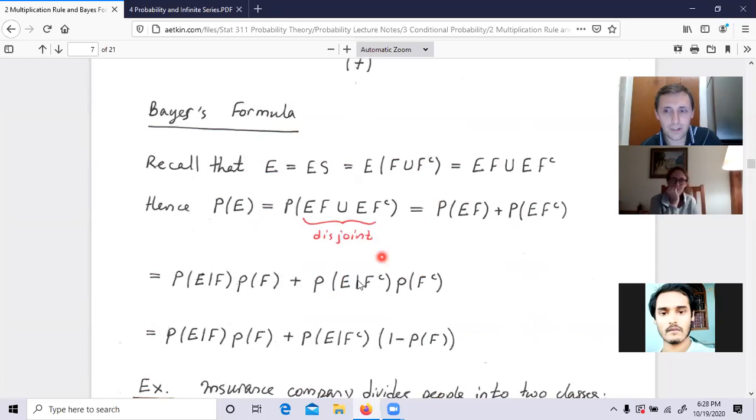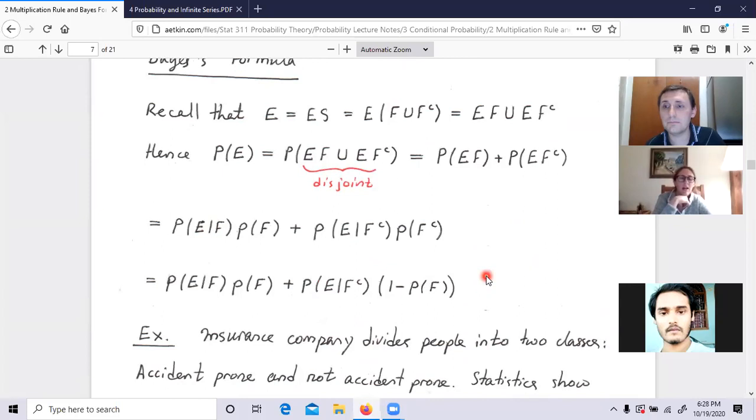So that's probability E given F times probability F, plus probability E given F complement times probability F complement. And this is just one minus probability of F, if you would like to see it. You understand how I got this formula, guys? It's conditioning based on F happening and not F happening. And here is the first example.